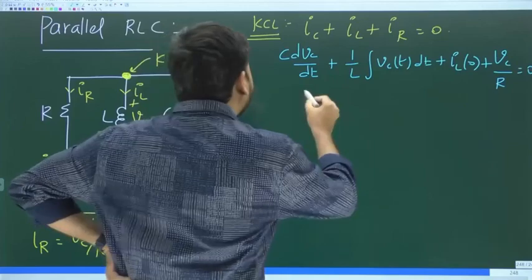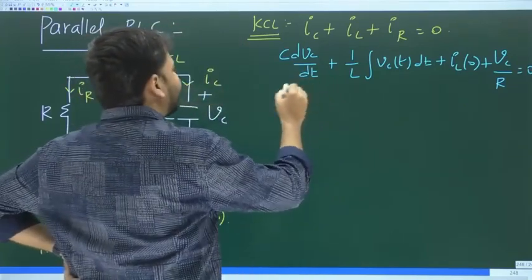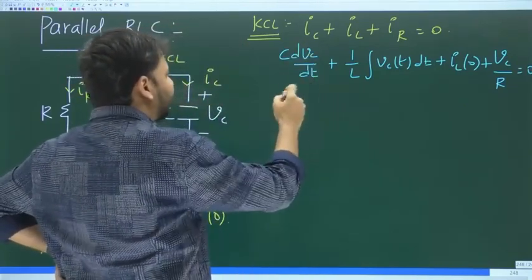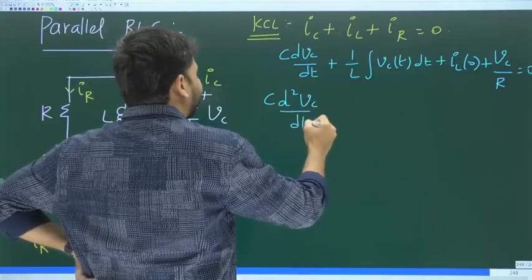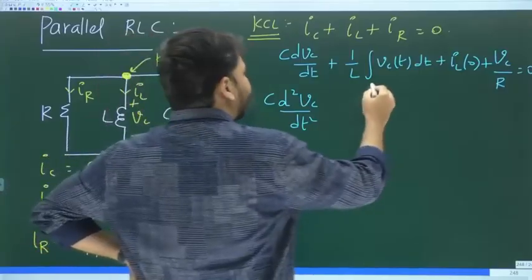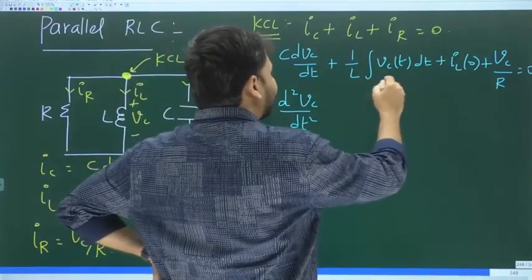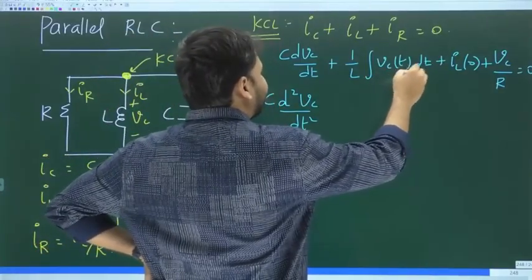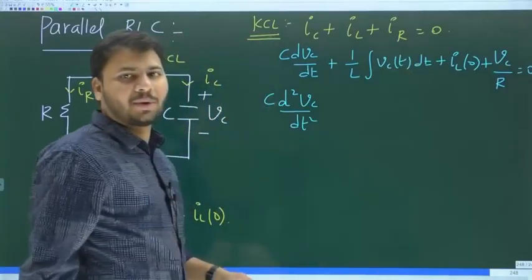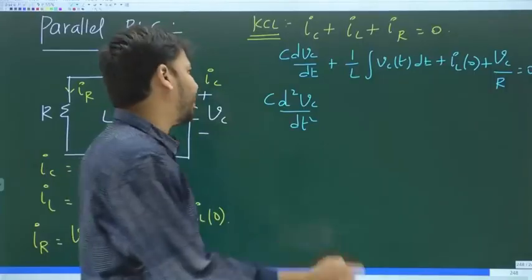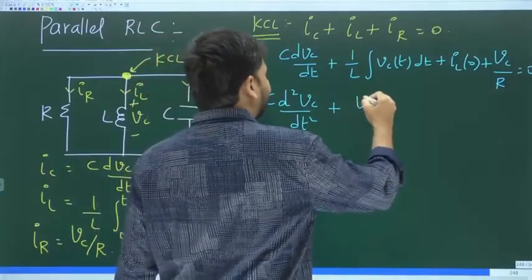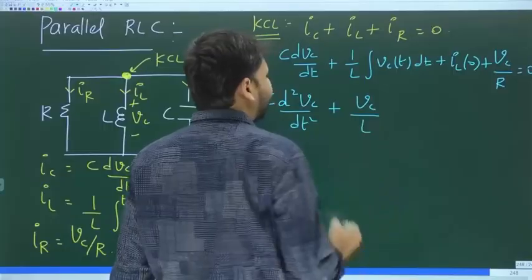When you do that, what will happen to C dVc by dt if you differentiate this with respect to time? Will it not become C times d square Vc by dt square? And what is the derivative of the second term, 1 by L integral Vc dt, differentiated with respect to time? You know, dt and dt will get cancelled. Even the integration will go away. So will it not be simply Vc divided by L?